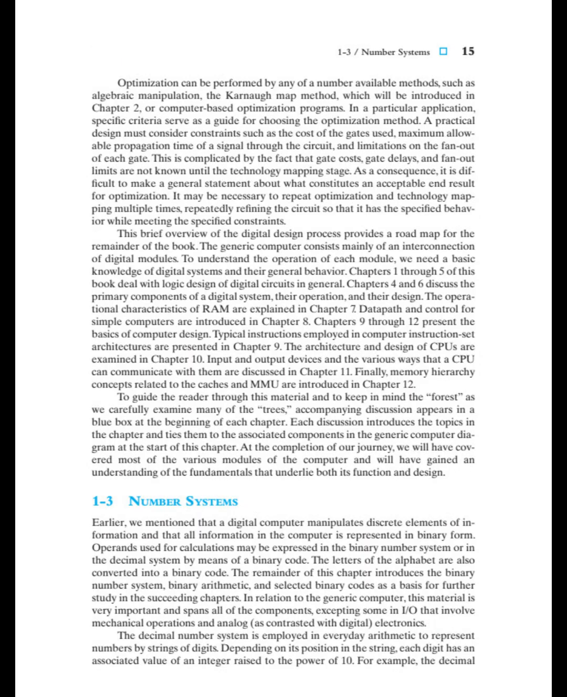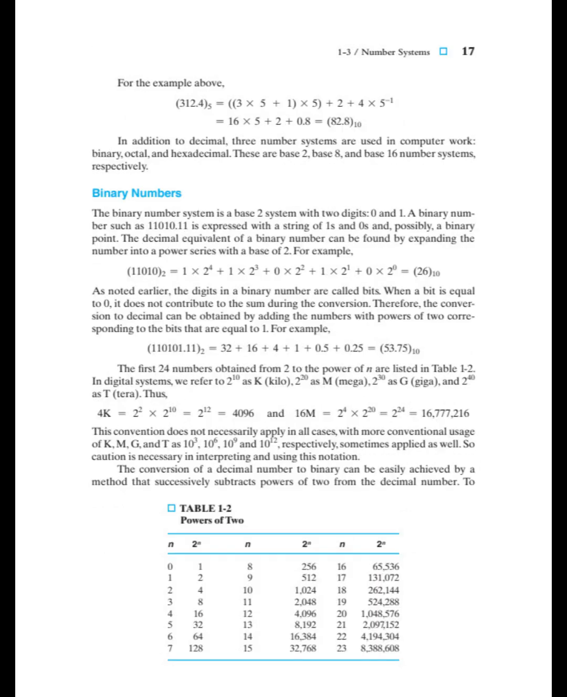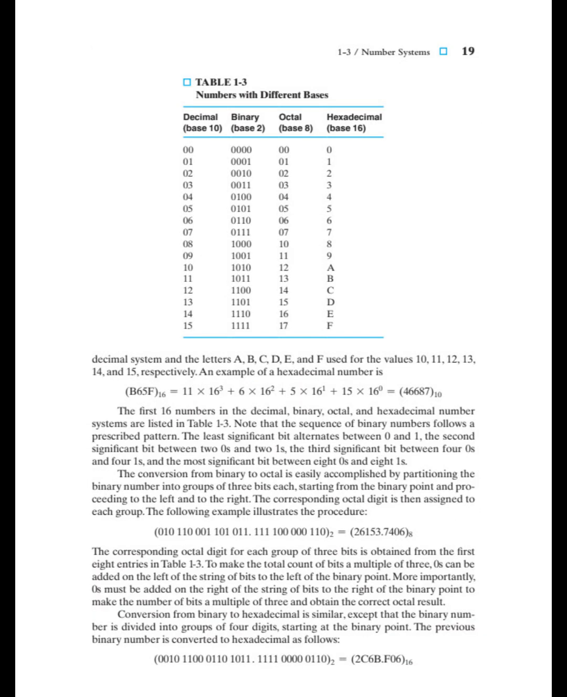What does the control unit do? Think of it as the conductor of an orchestra. It directs the flow of information, telling the other components what to do. I like that analogy. The data path and control unit together, that's your CPU. The brain. The CPU. And then we have input devices like keyboards and output devices like monitors.